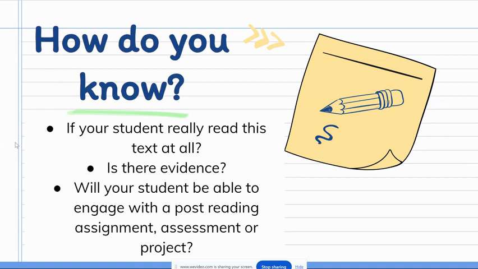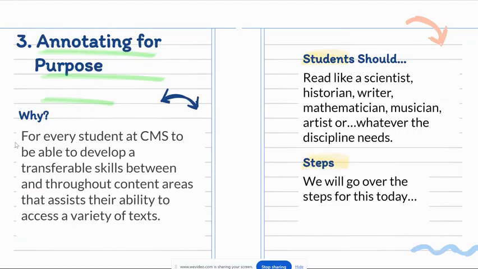And can you tell if your student is going to be able to engage with a post-reading assignment, assessment, or a project? And you won't know until after that assessment happens if they really read the text. So what we're going to talk about is annotating for purpose.